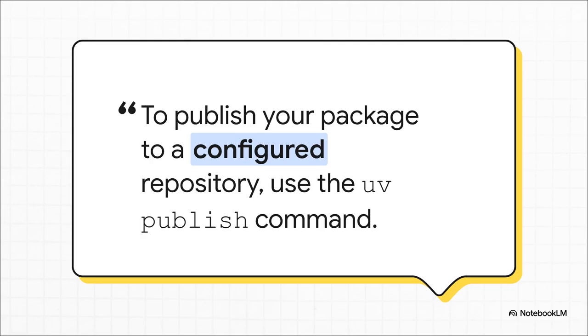And once you've got your repository all configured, whether it's public or private, the final step is just beautiful in its simplicity. You just run one command, UV publish. And that's it. Your code is now officially a library, ready to be installed and used by anyone you've given access to. You have officially completed the journey from a simple script to a professional software asset.